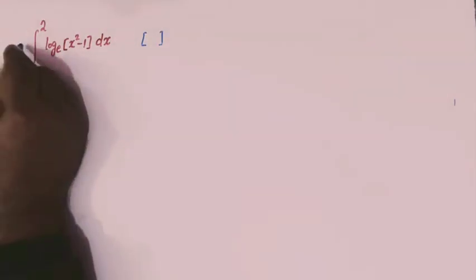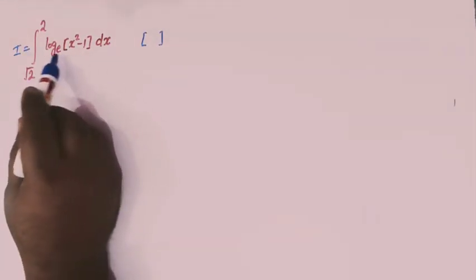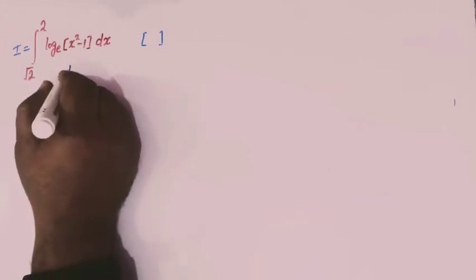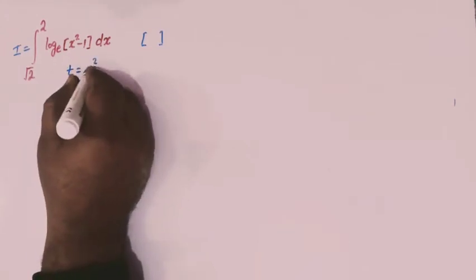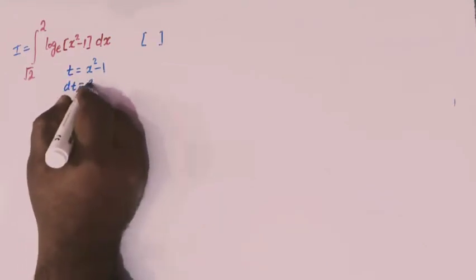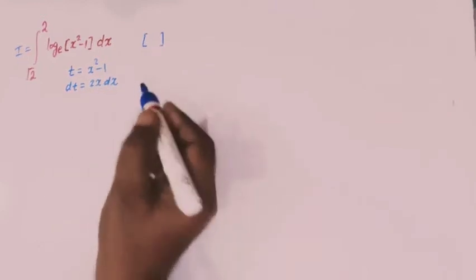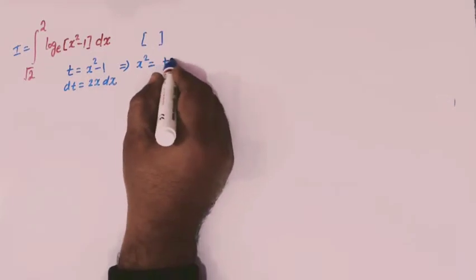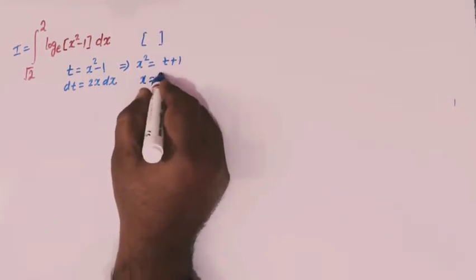So let us start. Let us call this integral I, and in order to evaluate it, let us make use of the method of substitution. Let us substitute t is equal to x square minus 1. So dt is equal to 2x dx, and from here x square is equal to t plus 1, so x is equal to square root of t plus 1.